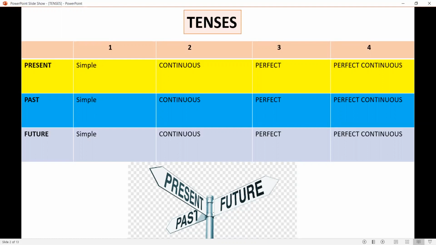You know that for all actions that happened in the past, we use past tense. For all that is happening in the present, we use present tense. And for all we expect to happen in the future, we use future tense. Each tense has four aspects. English language learners should know 12 major verb tenses.